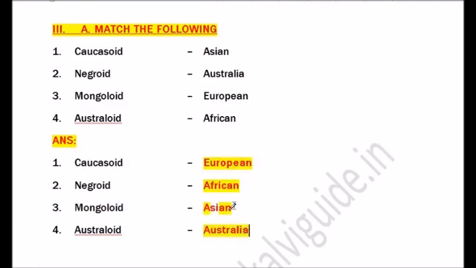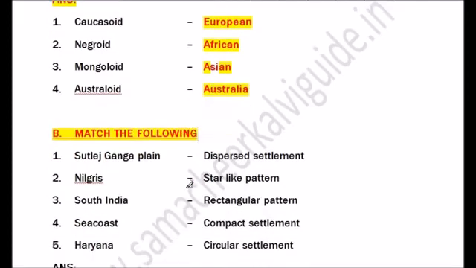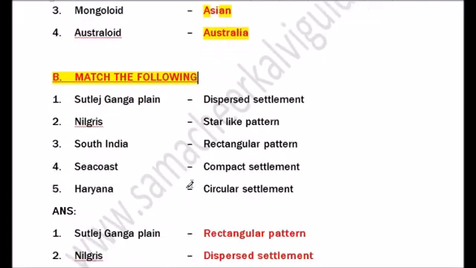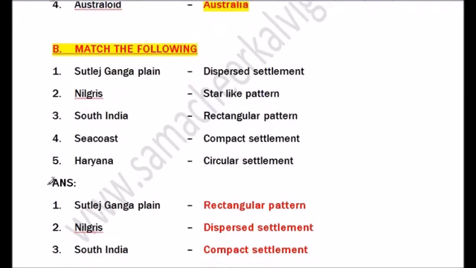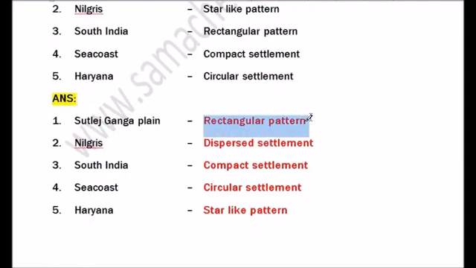Match the following, second one. Satluj Ganga Plain, dispersed settlement; Nilgiris, star-like pattern; South India, rectangular pattern; Sea Coast, compact settlement; Haryana, circular settlement. The answers are Satluj Ganga Plain rectangular pattern, Nilgiris dispersed settlement, South India compact settlement, Sea Coast circular settlement, Haryana star-like pattern.